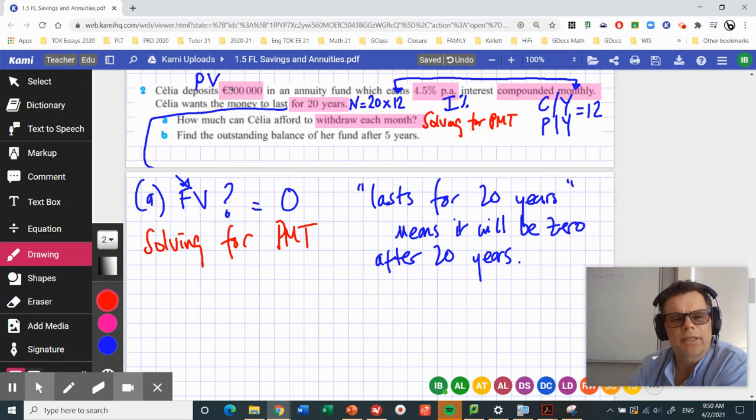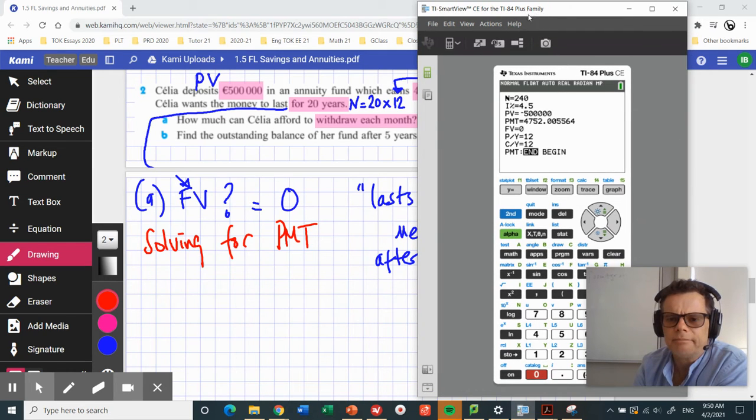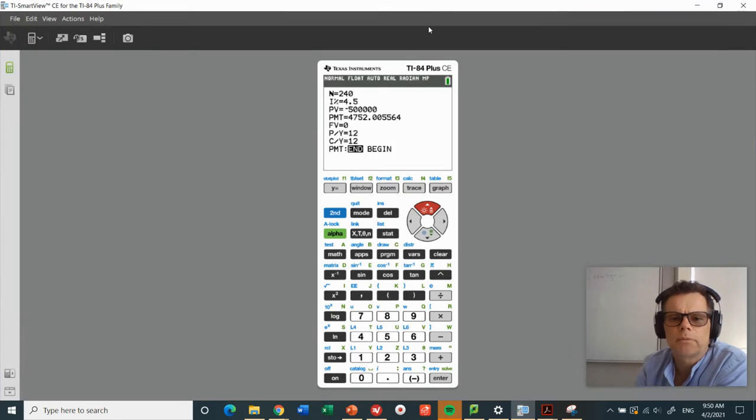That gives you the present value, percentage rate, compounds and payments per year, N. You've got to do a little bit of work there. You've got to interpret what that means: how long it lasts means the future value will be 0. Put it on the calculator, there it is. N's 240, I's 4.5, present value negative 500,000, future value 0, compounds per year 12, and we're solving for PMT.